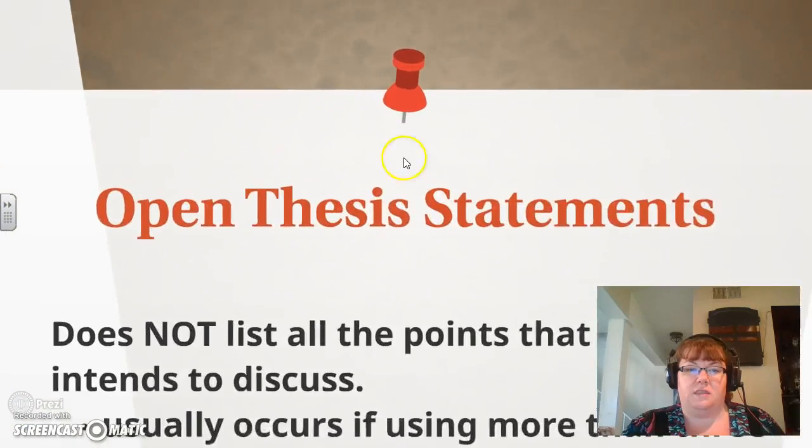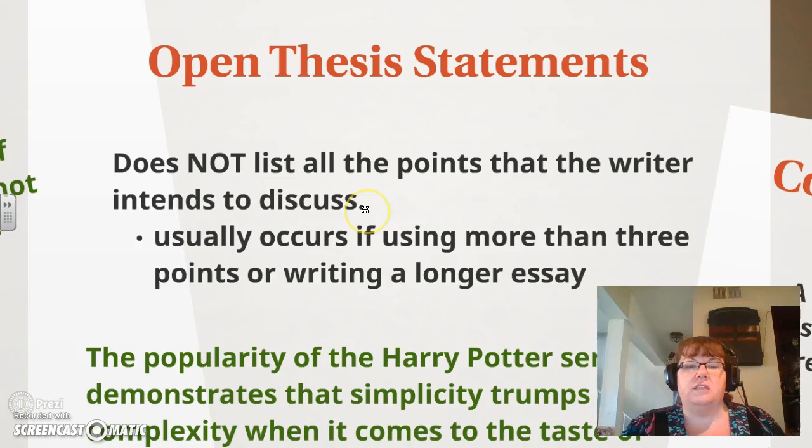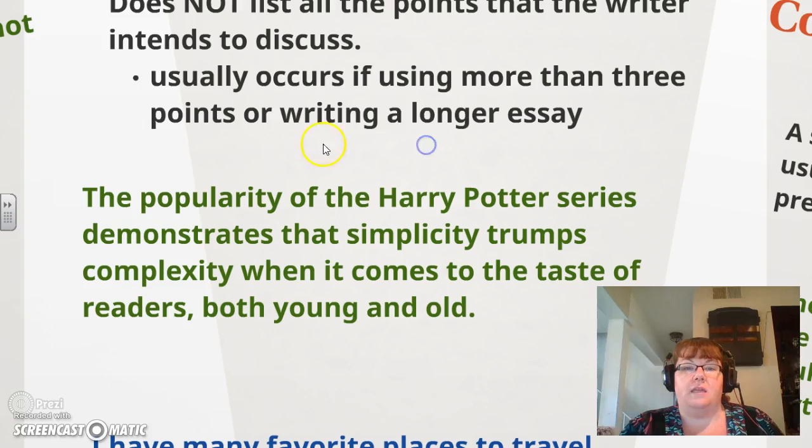Now, the open thesis is this idea that it does not list all of the points that the writer intends to discuss. These are very popular and used when you have more than three aspects to discuss. So if you have 6, 7, 8, 9 things, and this is where you get into your essays, they can easily be 10, 15, and 20 pages in length because you have so many different aspects to discuss. So this usually, like it says here, is when there's more than three, and it is very much this idea of a much longer essay.